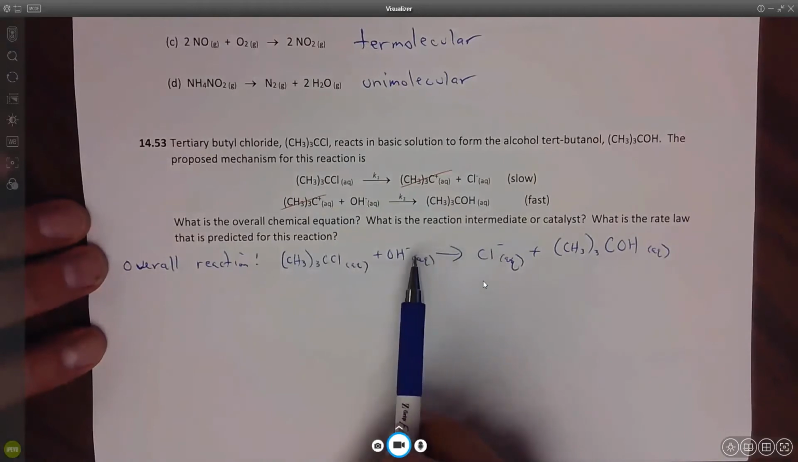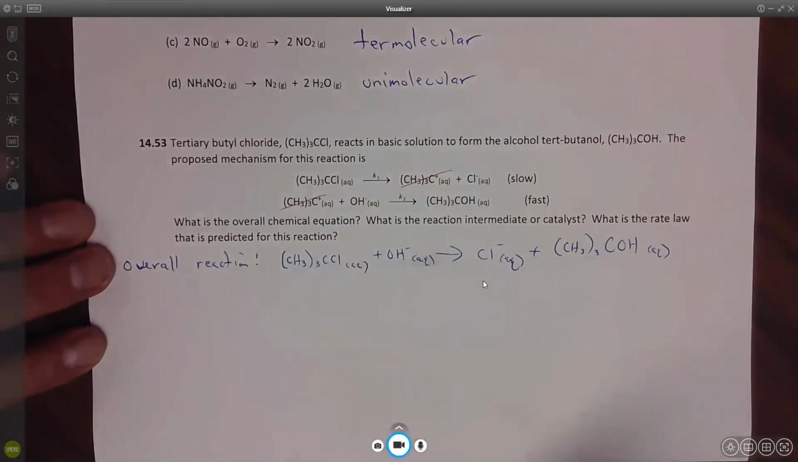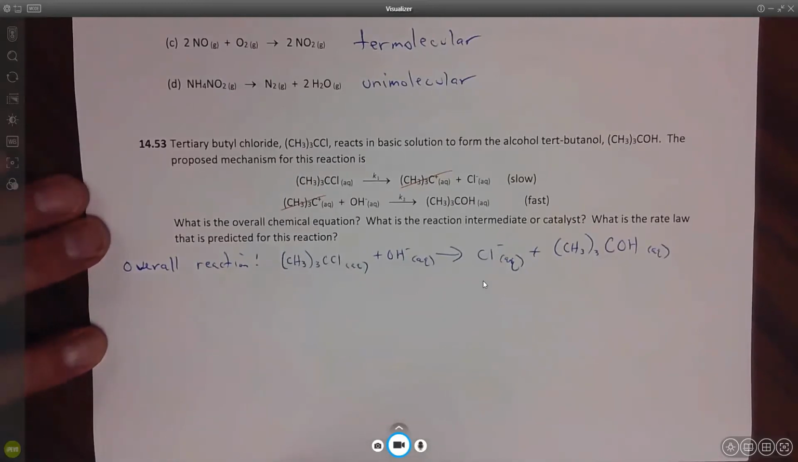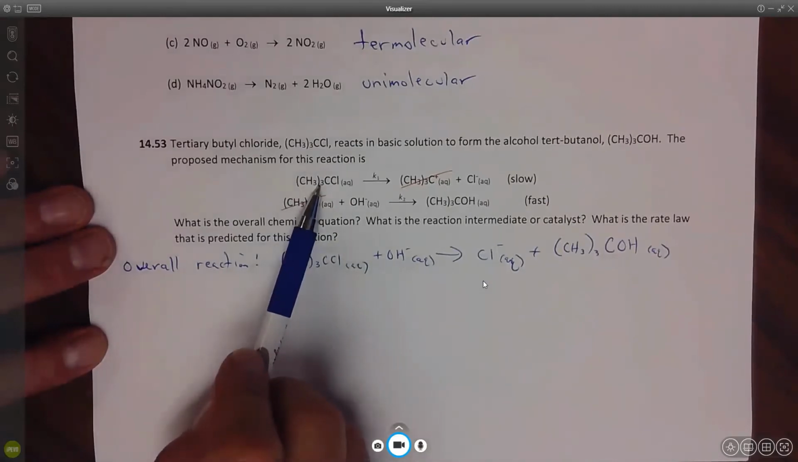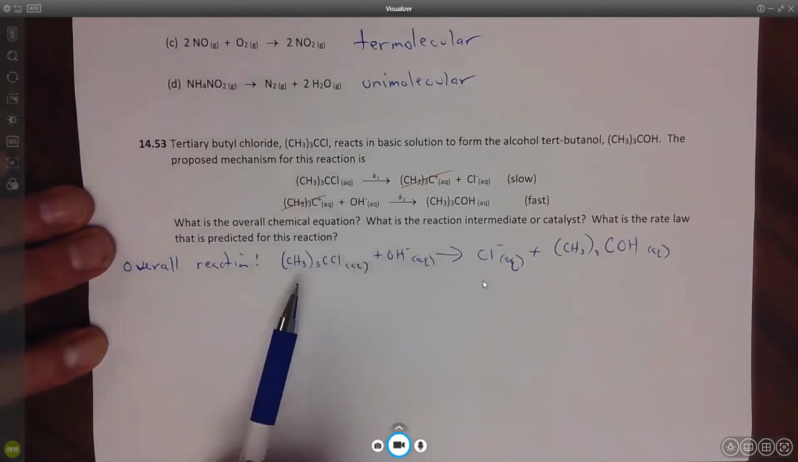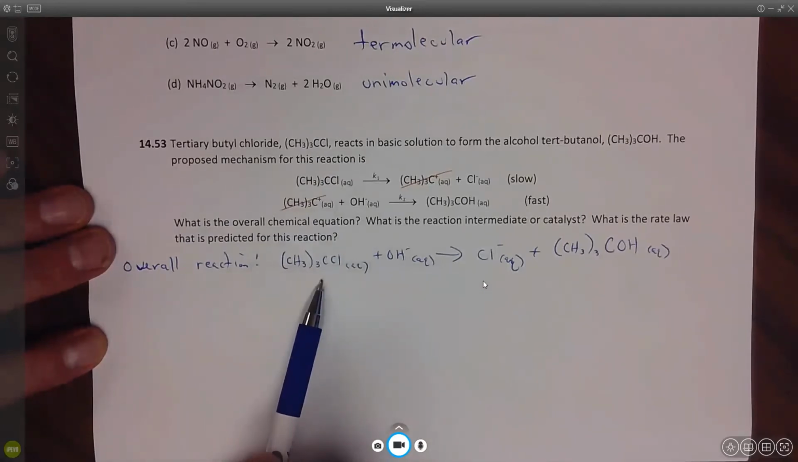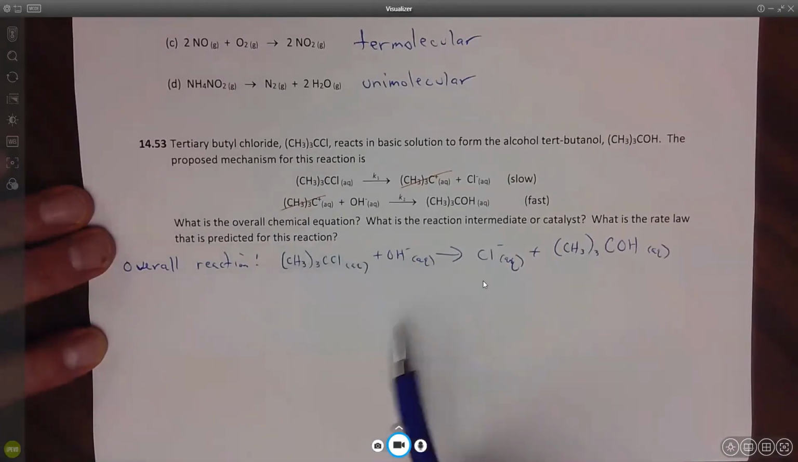Okay, are there any reaction intermediates or catalysts in this reaction? Taylor, what do you think? I think CH3CCl is a catalyst. This guy here, because it doesn't show up in the products, but it shows up here. Remember, a catalyst or reaction intermediate will not show up in the overall equation. Oh, then no. I don't think there's either.